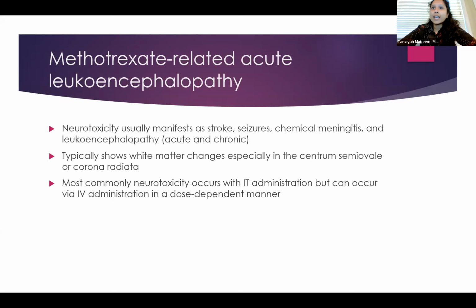Neurotoxicity from methotrexate can manifest in a multitude of things such as stroke, seizures, a chemical meningitis, as well as an acute or a chronic leukoencephalopathy. Typically, you see white matter changes in the centrum semiovale or the corona radiata. And most commonly, neurotoxicity from methotrexate occurs with intrathecal administration, but can also occur with high-dose IV administration.